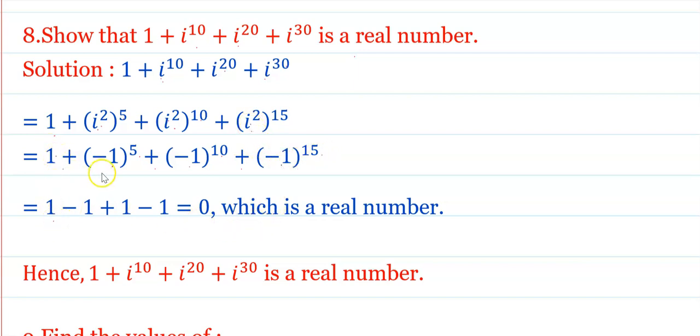Keep this 1 as it is. Minus 1 raised to 5, again odd number. Minus 1 raised to 10, again it is a plus. Minus 1 raised to 15, again it is a minus. Okay. This plus 1 and minus 1 get cancelled, plus 1 and minus 1 get cancelled. Overall it is a 0. And 0 is a real number and hence it is a proof.